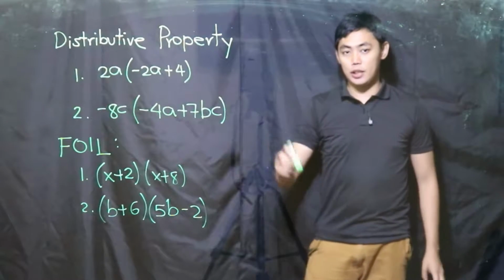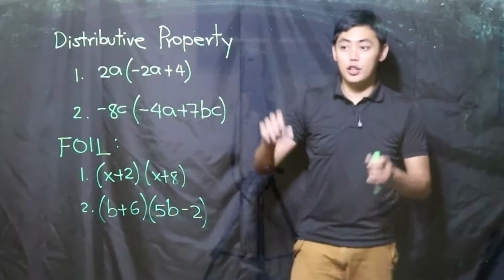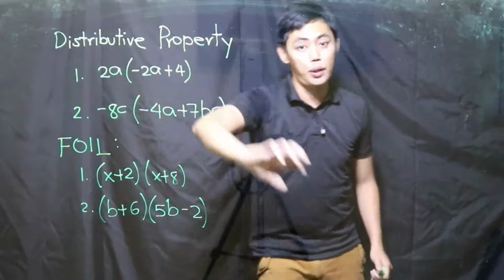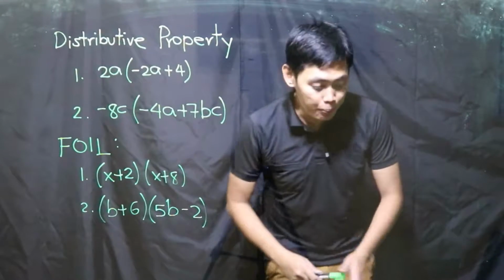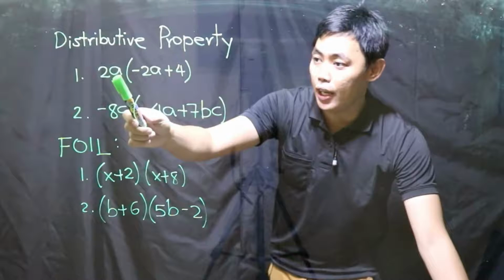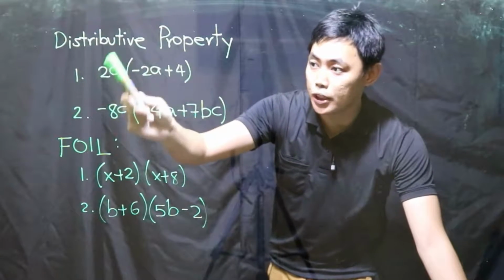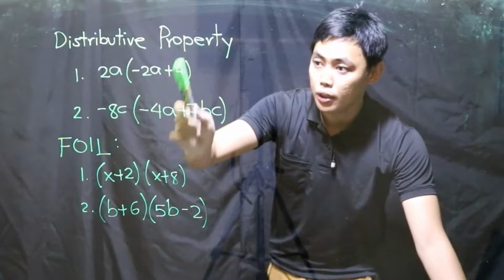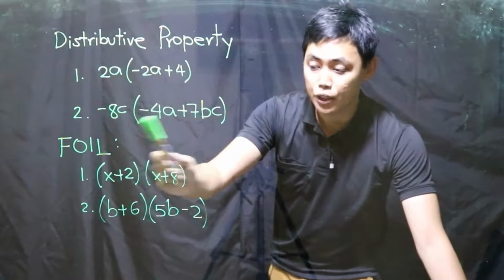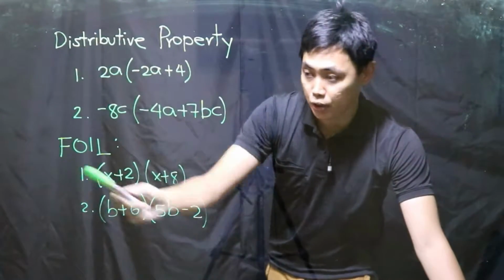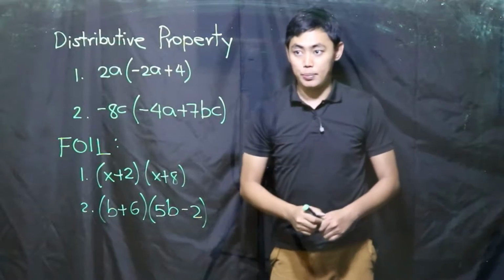So what is a distributive property? From the term distribute, it means you distribute one number to a group of numbers. For example, number 1: 2a, and we have a group here of negative 2a plus 4. So we will distribute this number to these two numbers inside the parenthesis. The same with this one, and we will also learn the FOIL method in doing the distributive property.